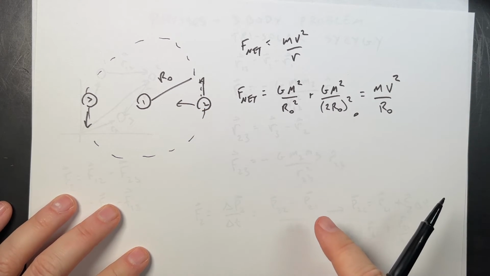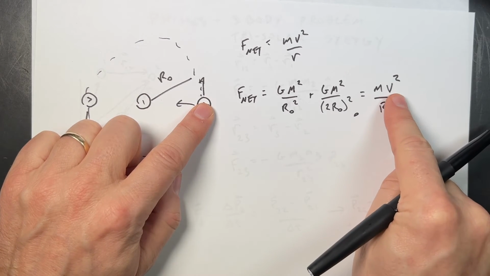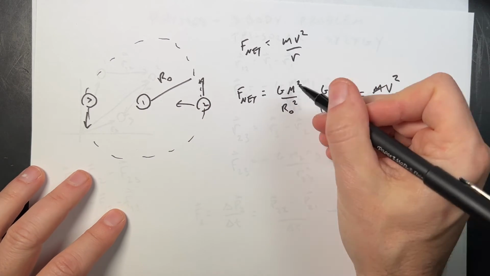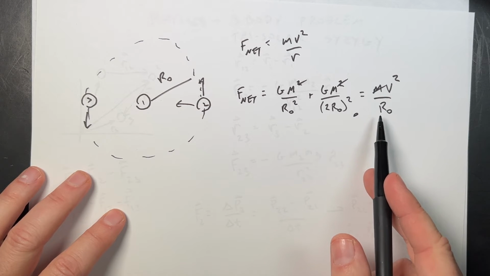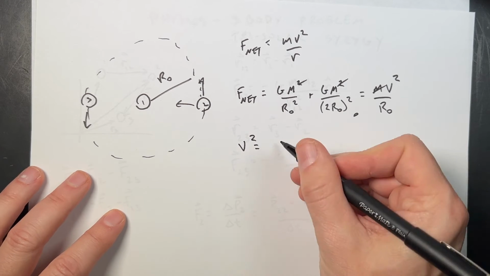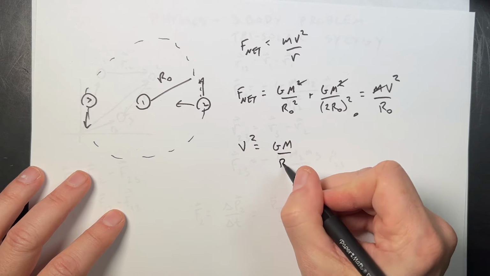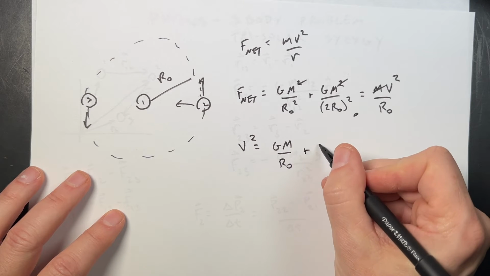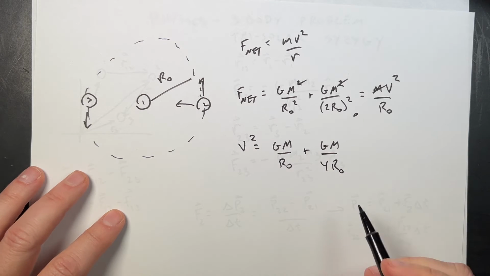Now, suppose I pick the value of r0. I want to find out how fast this is going. So I want to solve this for v. This mass cancels. That's fine. I can multiply both sides by r0, and I get v squared equals G m over r0 plus G m over 4r0.